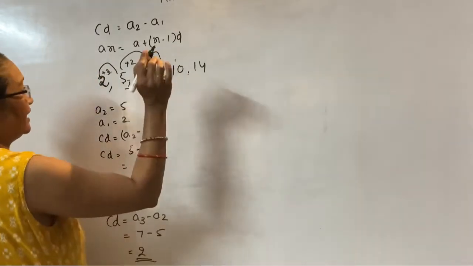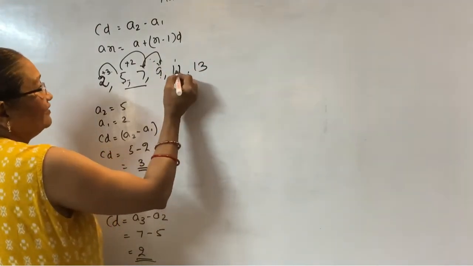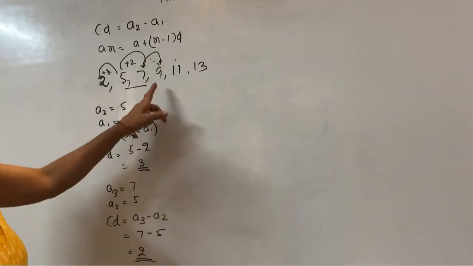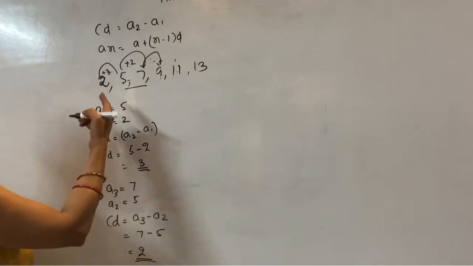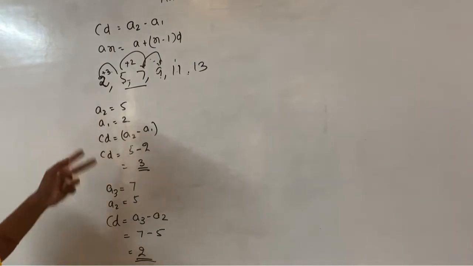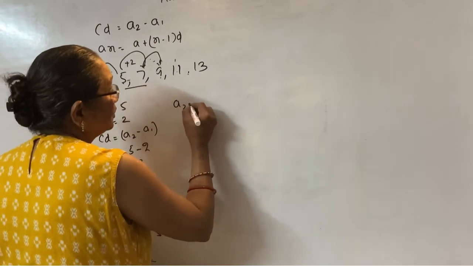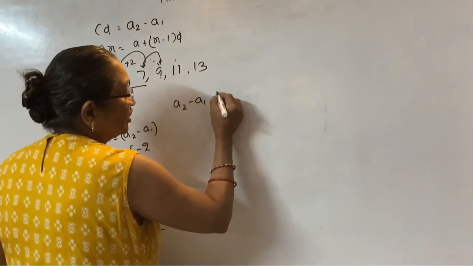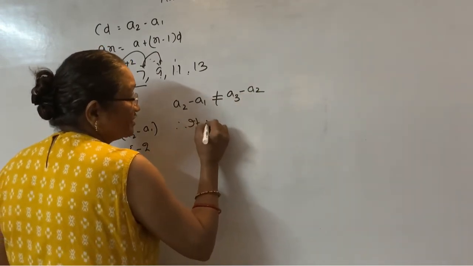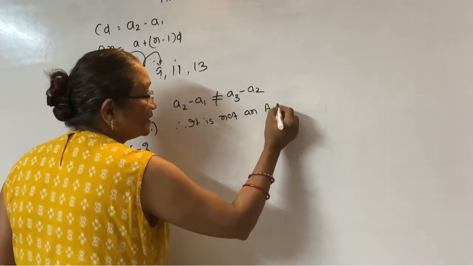सपोज ये लेट अस से दिस इज 9 एंड दिस इज 11 एंड दिस इज 13. सपोज 9, 11, 13 and here the difference is 2, 2, 2 is coming, isn't it? So but here a2 minus a1 is 3, a3 minus a2 is 2. So this is not an AP. So what you will write? a2 minus a1 is not equals to a3 minus a2. Therefore it is not an AP. समझ में आ गया?